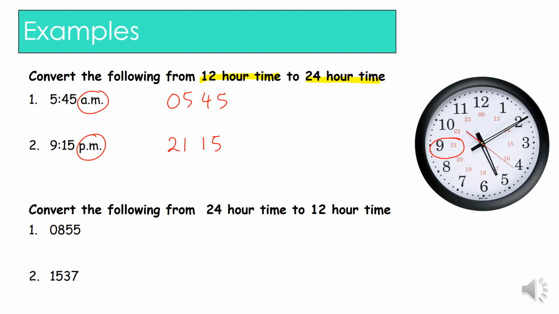Next, converting from 24-hour time to 12-hour time, we look at the first 2 digits. That tells us it's below 12, so it's going to be in the morning sometime before midday. So straight away I know it's 8:55 AM. For question 2, it's 15:37, so I know that's going to be after midday, so it's going to be something that's PM. Let's look at what's linked to the number 15. It is the number 3, so this will be 3:37 PM.